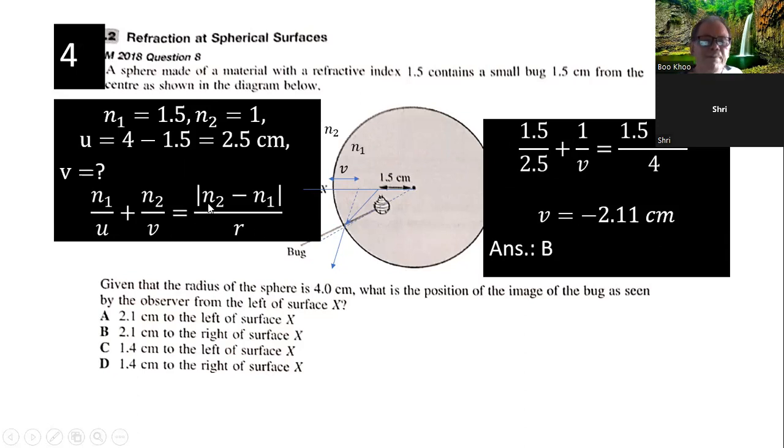Put in your value. N1 is 1.5. And then U is 2.5. It doesn't have to convert. Whatever unit you use, you will get the answer in the same unit as what you use. N plus 1 over V, and 1.5 is N. We want positive this part. So 1.5 minus 1 divided by 4. Right? 4 is the radius of curvature R, right? Then the others is just use your calculator. Okay with that? Which part is not clear?